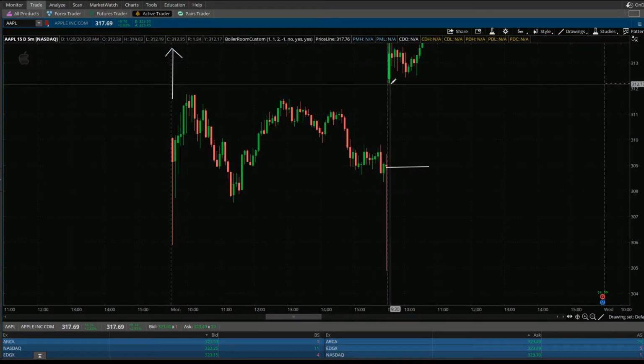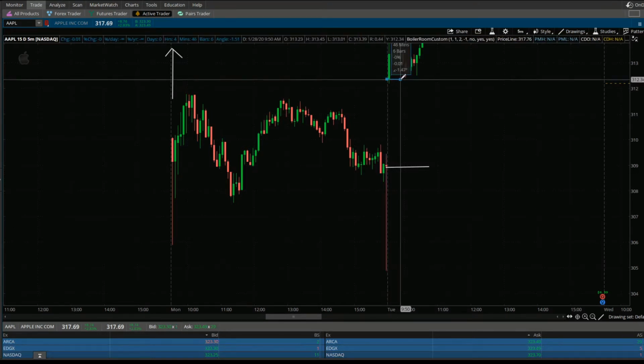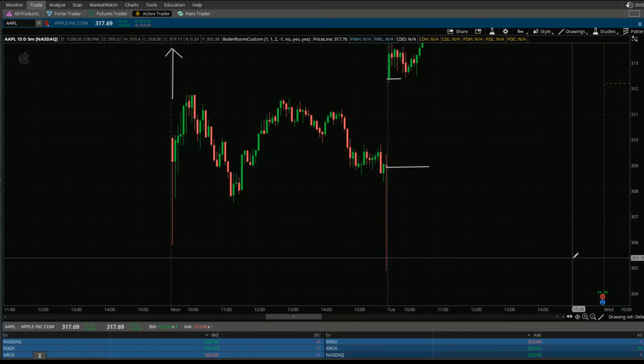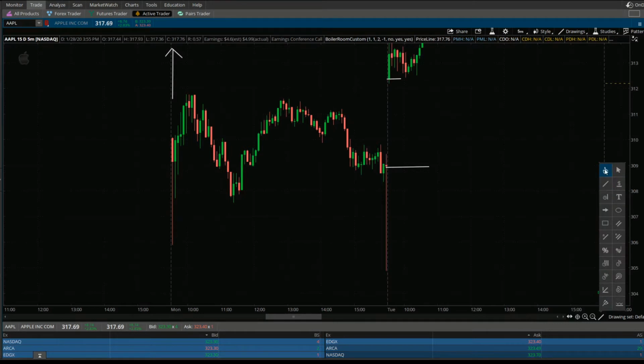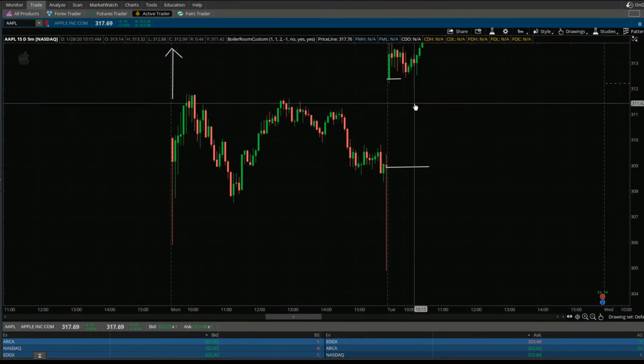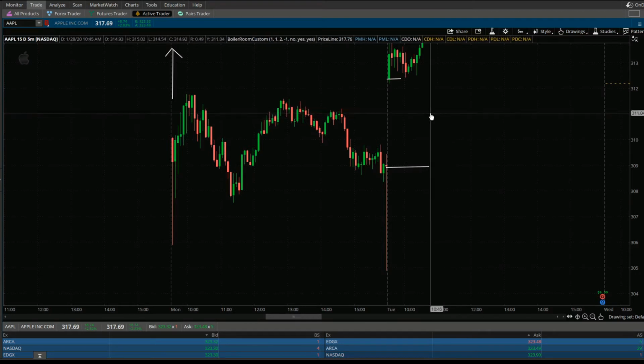Then, this morning, we opened up right here. We put a little tail to the downside, and we shot up. So how do we trade this? I want to get right into this and talk a little bit about what happened and how to trade it.